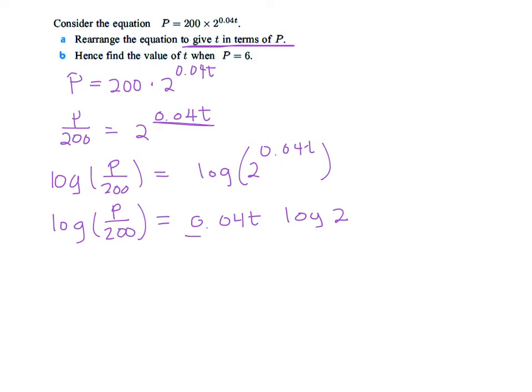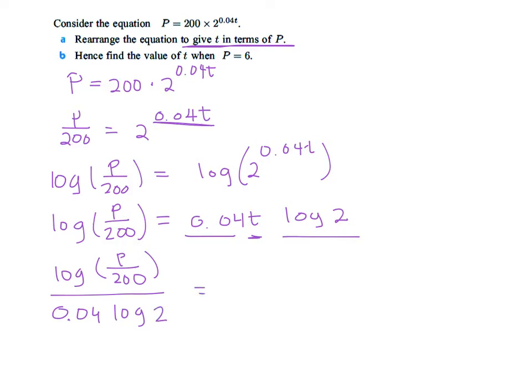So all these three things are being multiplied: 0.04 times t times log of 2. So if we divide by 0.04 log of 2, we'll be able to solve for t. So we have log of p over 200, all divided by 0.04 log of 2, is equal to t.